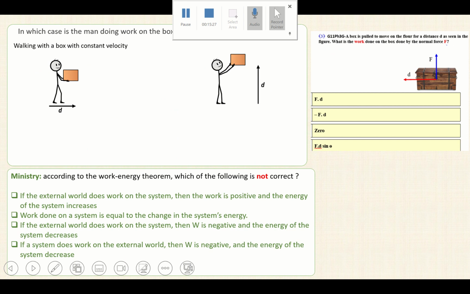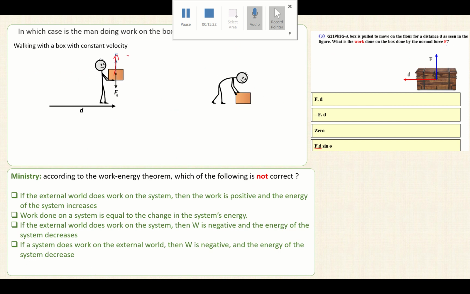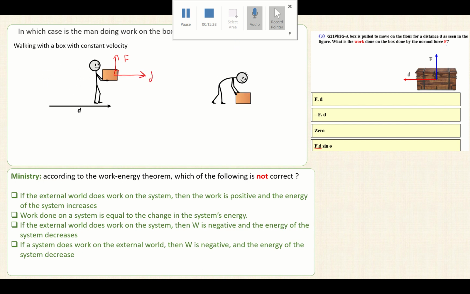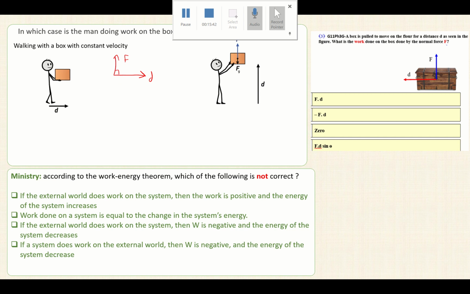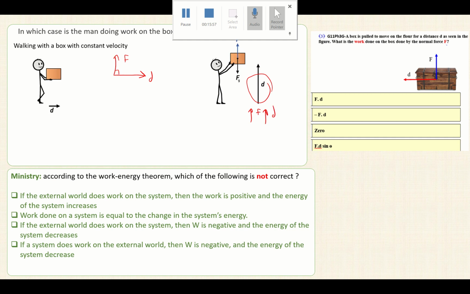You can see here also, the force applied by the man is up, and the displacement or the direction of motion is towards the right. So this person is doing no work. Here also, the man is lifting the box upwards, and the displacement is upwards, or the direction of motion is upwards, and hence, because F and D are in the same direction, this man is doing work.